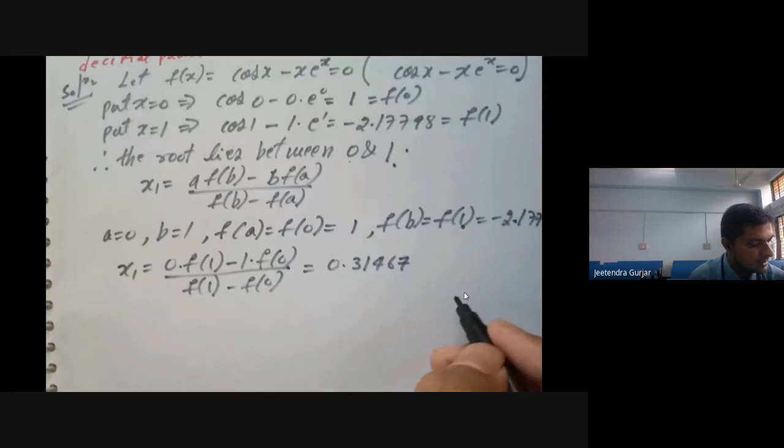And next, now you can see the x1 value. It is 0.31467. You can try it in the calculator. That's what I'm asking. Why do we consider x equal to 0 and 1? That is the initial value. Why have we taken f of 0 greater than 0 and f of 1 less than 0? So the roots lie between 0 and 1. Yes, the roots lie between 0 and 1.